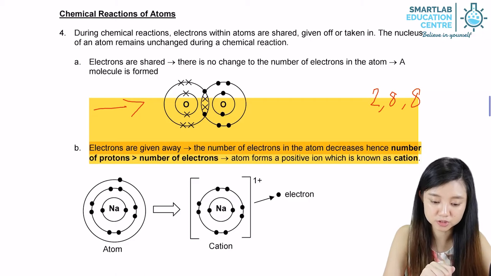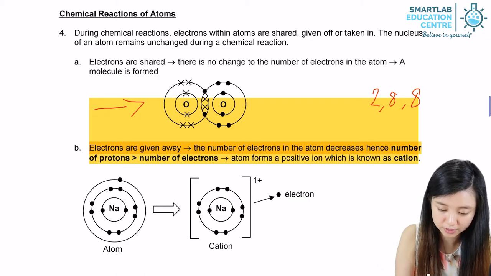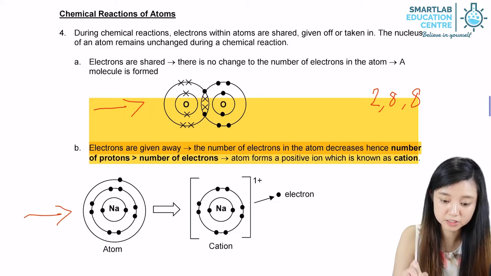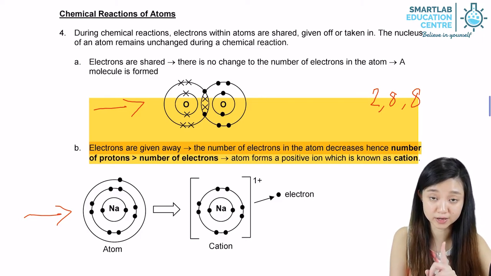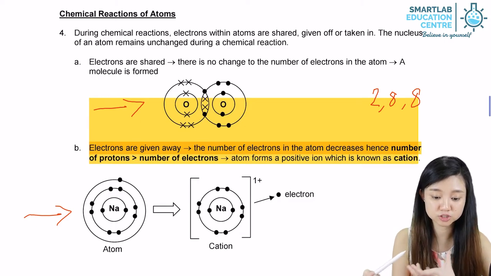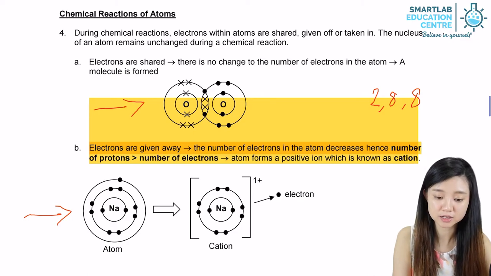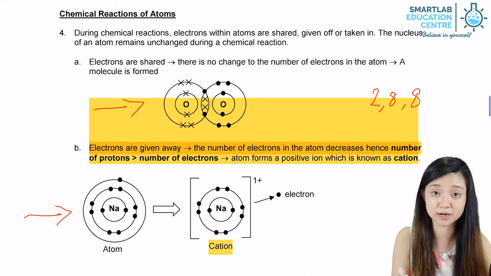Okay, so when we draw the cation, we look at the diagram at the bottom. Initially, for example, we have sodium. The first shell of sodium consists of 2 electrons, the second shell consists of 8, and the last shell consists of 1 electron. So in order to make the outermost shell a full shell that has 8 electrons, it will give away 1 of the electrons, and hence it will form this cation with a plus 1 charge.